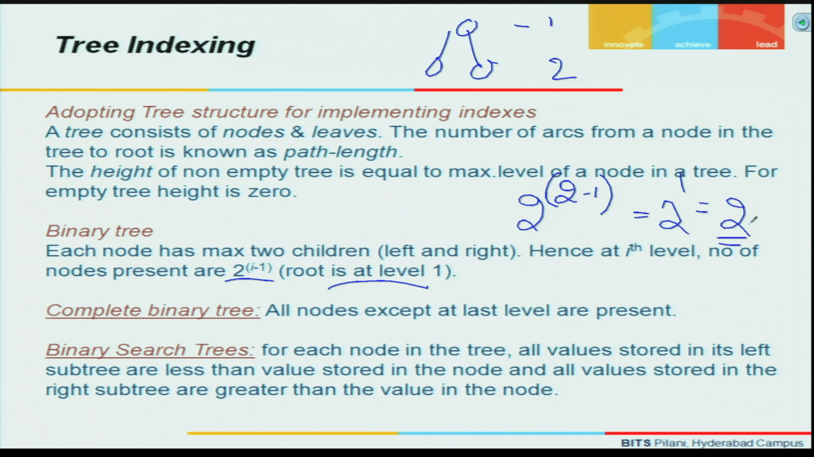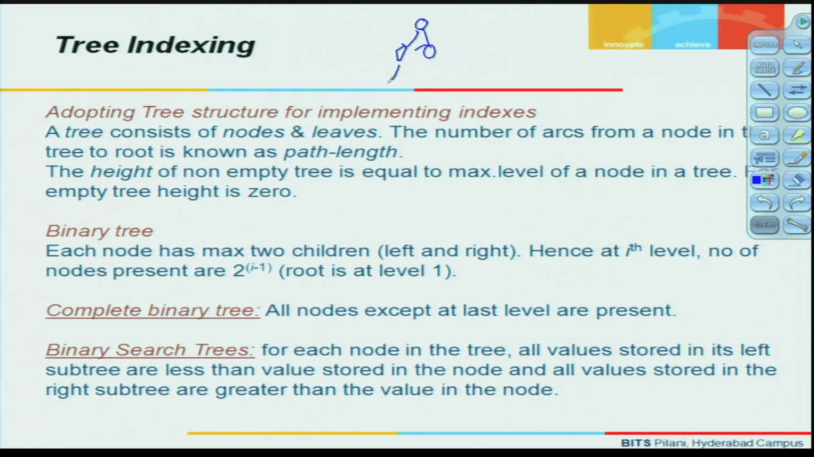And what is a complete binary tree? All nodes excepting at the last level are present in the tree. That is, if you look at this, this is a binary tree which has 4 levels. If you carefully observe, the full number of nodes which are to be there at each level are there excepting the last level. Hence, we call it a complete binary tree.